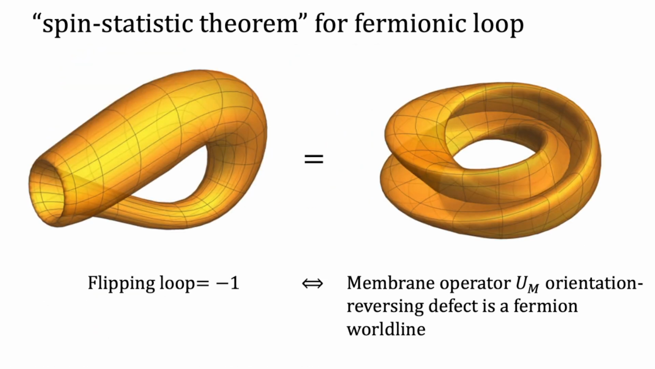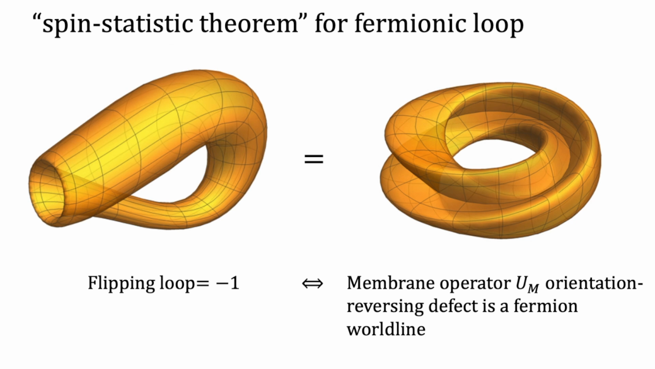Okay, so this is a cartoon picture for the spin statistics theorem for fermionic loops. On the one side, we describe this as some loop flipping procedure, and on the other side, we can try to describe this Klein bottle as some gluing of two perpendicular mobilities. And this mobility, when we apply the membrane operator, has some fermion on the orientation defect.